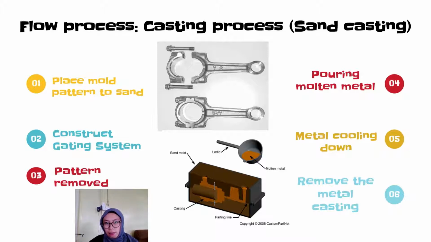The next step is metal cooling down. We must wait for the metal to cool down after we pour the molten cast aluminum alloy into the mold of the connecting rod. This part will take time based on the materials that we use. The last step is to remove the metal casting from the sand mold. After the metal has cooled down, we can remove it from the sand mold to see the finish of the product. Then, the connecting rod is cleaned with a fiber brush and a grinder is used to remove the excess molten metal on the connecting rod.